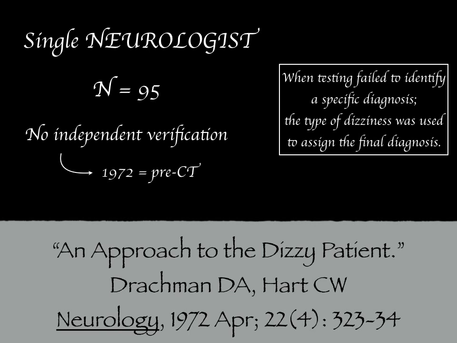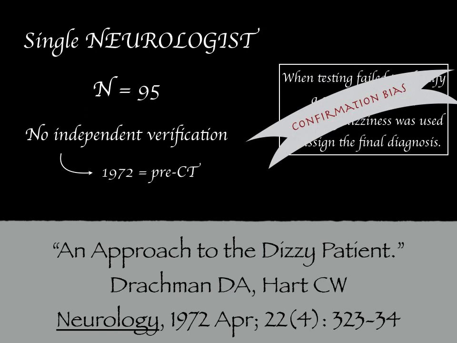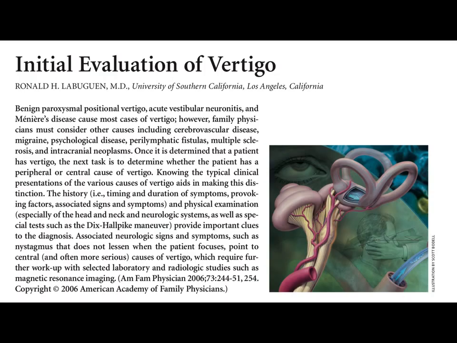And furthermore, when testing failed to identify a specific diagnosis, the type of dizziness was used to assign a final diagnosis, which is called confirmation bias. He confirmed what he believed without any external validation. Nobody else evaluated the patients to decide if they agreed or not. There was no external testing to decide, was this an appropriate diagnosis? The problem here is this fallacy is propagated by modern review articles.